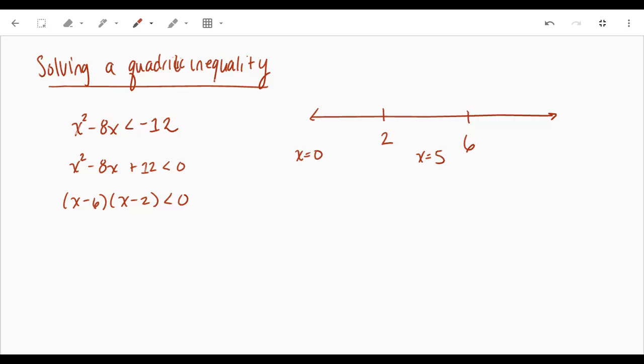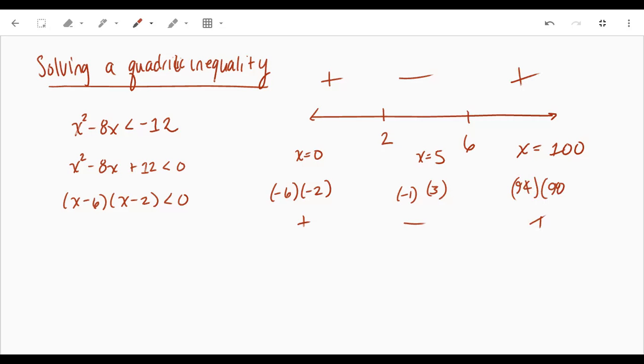And don't be afraid, I mean, x equals 100. Doesn't matter. You just got to test points now. So if x is 0, I would have -6 times -2, which is positive. If x is 5, 5 minus 6 is -1, 5 minus 2 is 3, so that would be negative times a positive, so negative. If x is 100, I have 94 times 98. That's going to be a positive number.